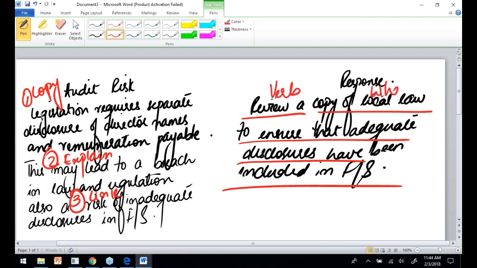Verb, what, why. All right. So, an audit risk will be answered using the 1, 2, 3 approach. Copy, explain, link, and then the response.